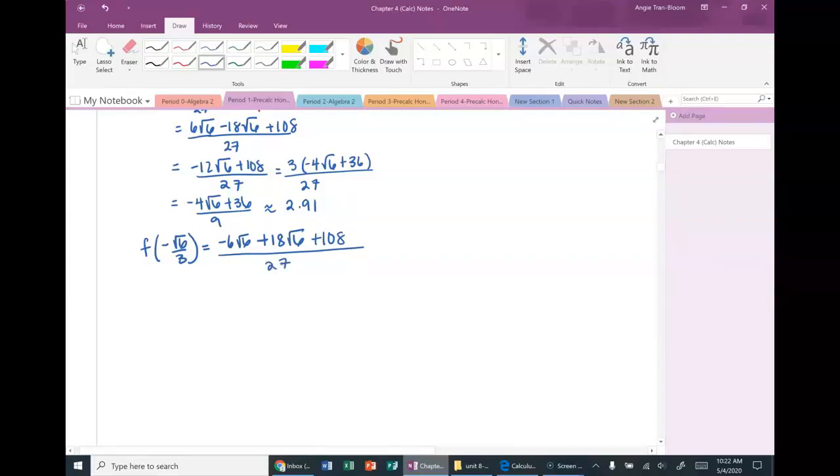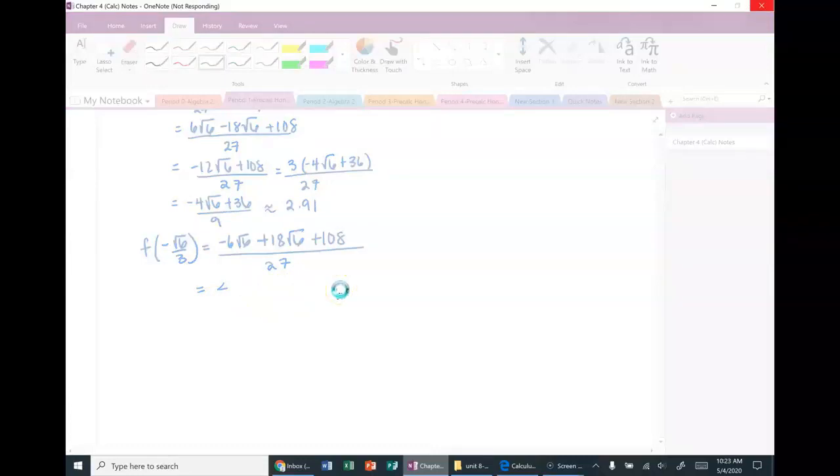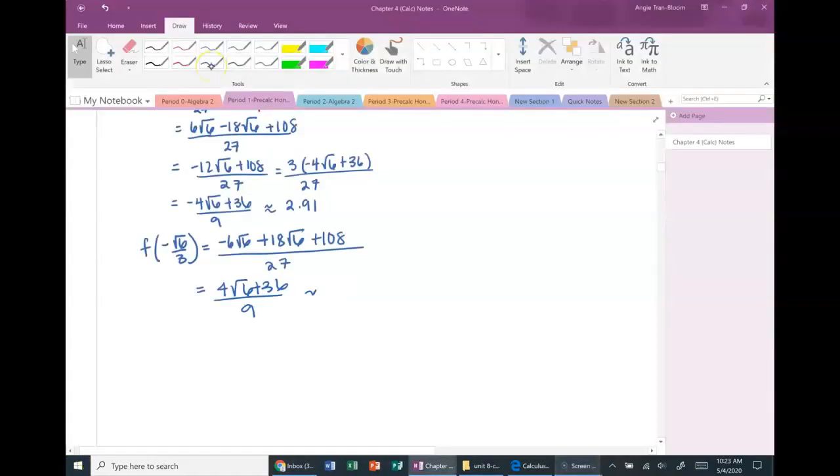There you go. Then from there, similarly, we combine like terms, we factor out the 3, we reduce it. This is going to come out to be now a positive 4 rad 6 plus 36 all over 9. And if we were to use a calculator, that's going to come out to be about 5.09.